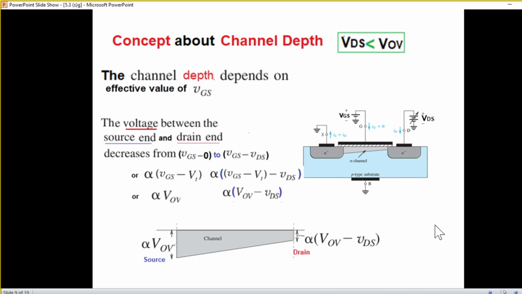So now we can relate the channel depth with VOV. The left hand side, or the source side, is proportional to VOV, and the right hand side is proportional to VOV minus VDS.